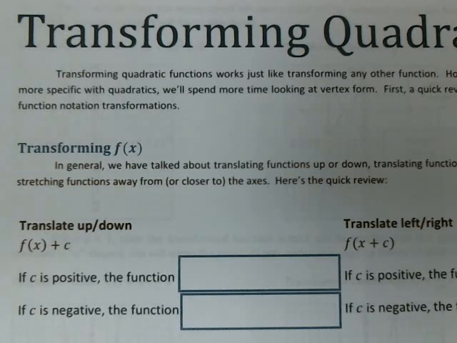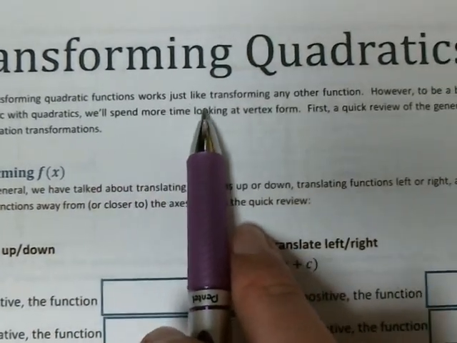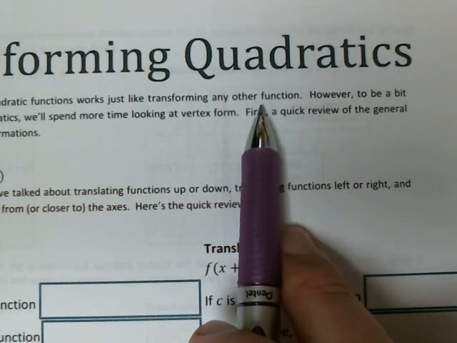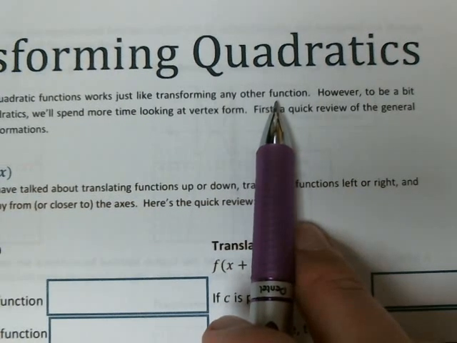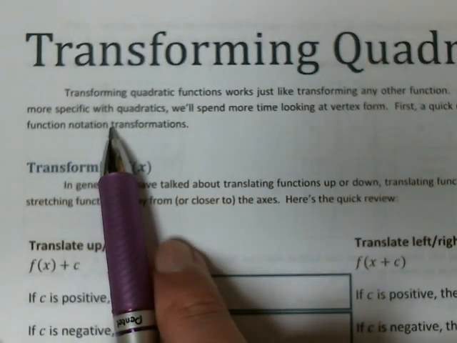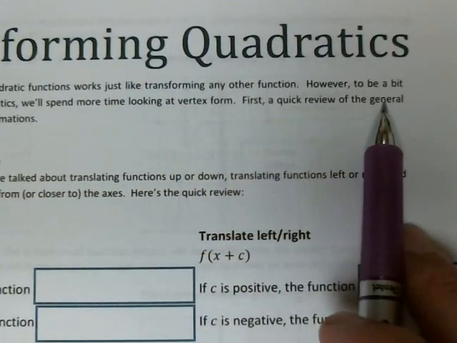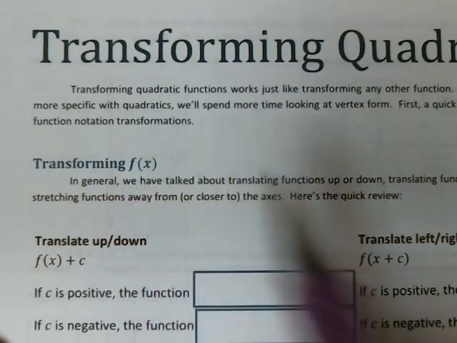So let's go ahead and jump into this lesson, transforming quadratics. It says transforming quadratic functions works just like transforming any other function. You guys have learned about turning, flipping, rotating. It says, however, to be a bit more specific with quadratics, we'll spend more time looking at the vertex form. First, a quick review of the general function notation transformations.